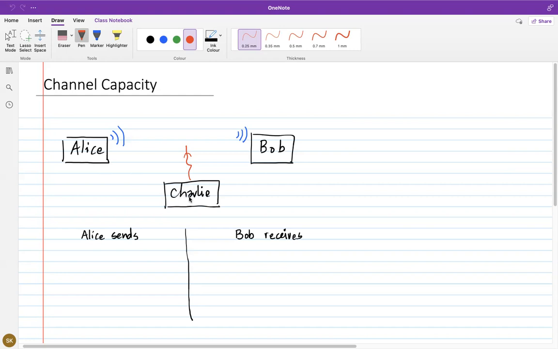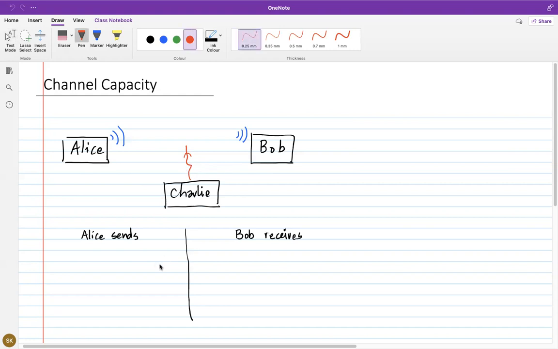Whereas Charlie is a common enemy to both of them, and Charlie doesn't want Alice to talk to Bob. So he tries to create some nuisance and some disturbance in the environment, so that whenever Alice tries to send a message, Bob cannot listen to it.